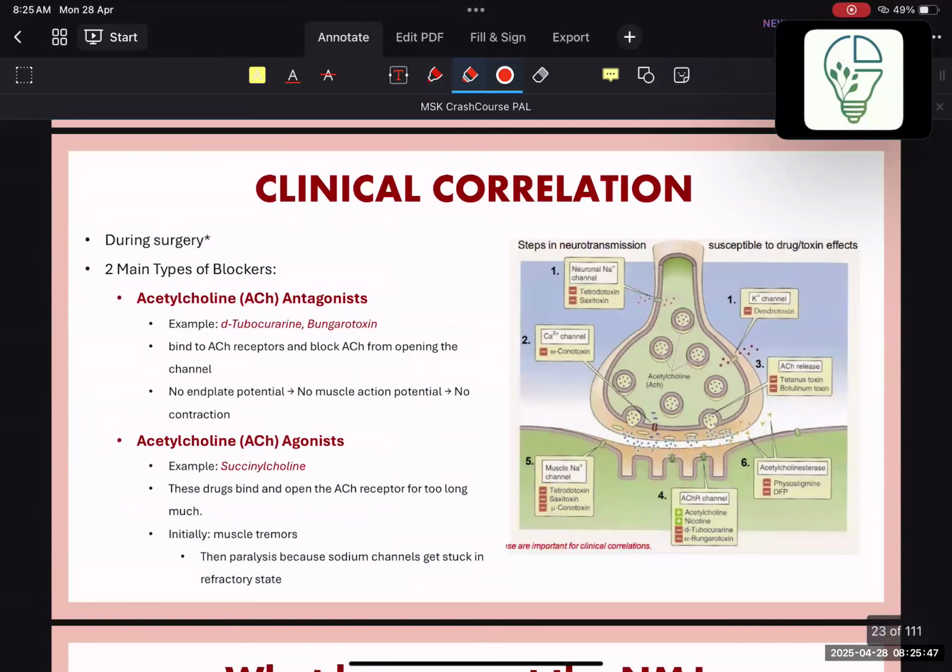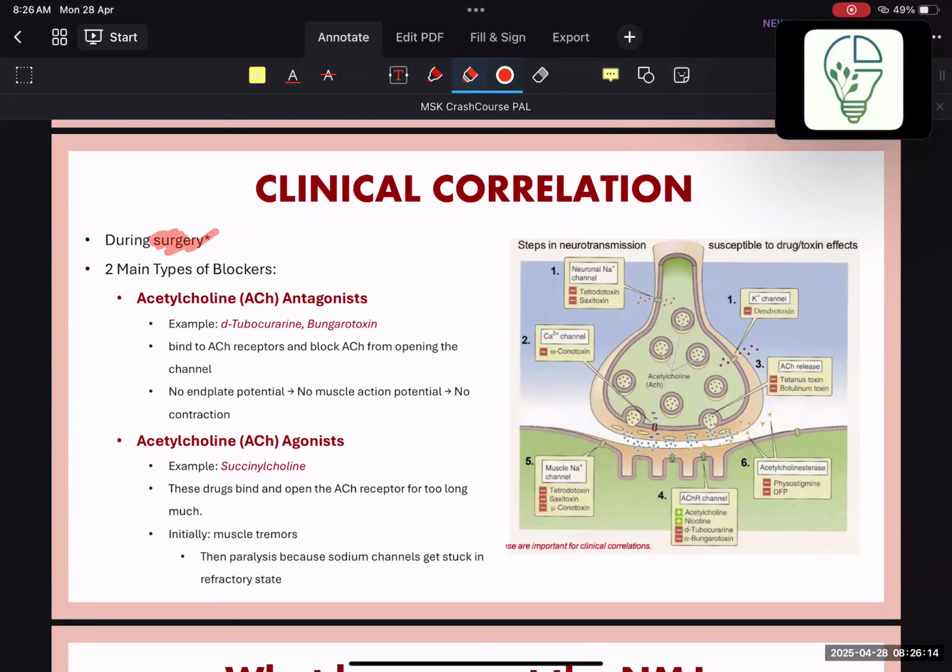Now let's talk about the clinical applications of everything we've learned. Mainly, the way we use the neuromuscular junction in medicine is that we try to block it because we want to avoid contractions in certain situations, specifically in surgery. So we use neuromuscular junction blockers during surgery because we don't want our patient to have contractions randomly throughout the surgery because that would disrupt the surgery.